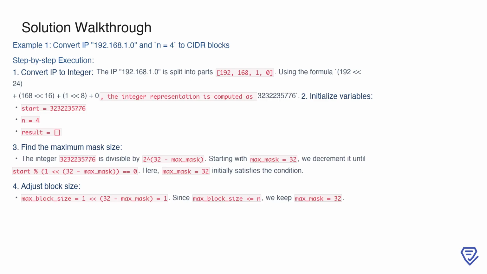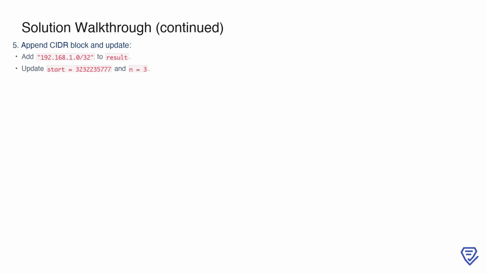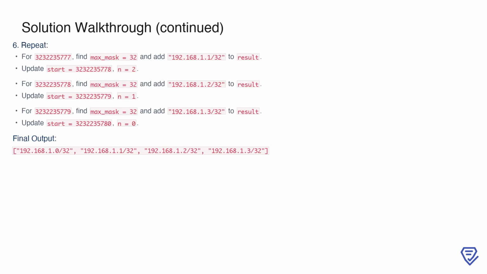First, we convert the IP into its integer representation. The IP is split into its four parts, 192, 168, 1, and 0. Now, we need to determine the maximum mask size. Starting with max_mask equals 32, we check if the integer can be divided evenly by 2^(32 - max_mask). Next, we calculate the maximum block size using the formula 1 shifted left by 32 minus max_mask, which gives us 1. Since this block size is less than or equal to n, we proceed without changing the mask size. Now, we repeat this process for the remaining values of n.